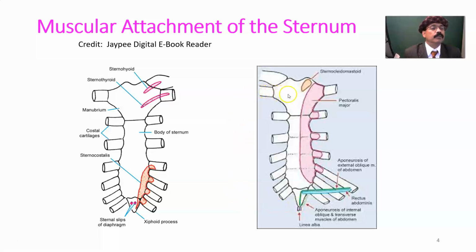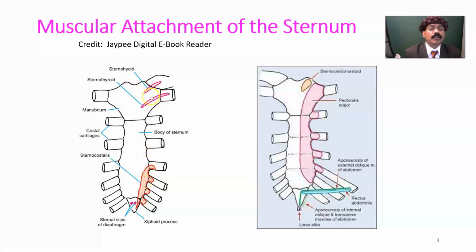Okay, if you go to that, here is the origin of the sternocleidomastoid muscle on the manubrium sterni. If you go to the posterior surface, this is the origin of sternohyoid, sternothyroid, and sternocostalis. Sternocostalis is a part of the transversus thoracis. Transversus thoracis has other parts like the subcostalis, intercostalis intimi, and sternocostalis. This is a part of transversus thoracis, nerve supply by intercostal nerve.